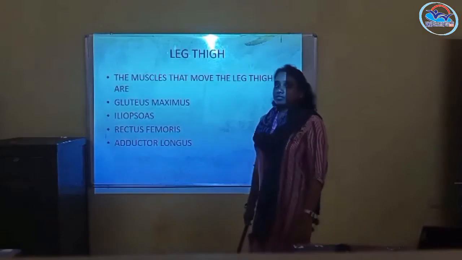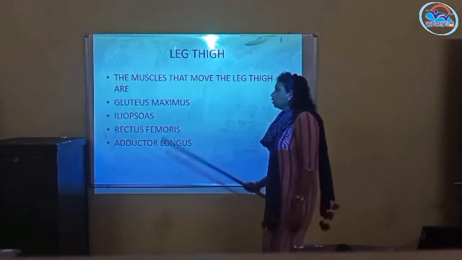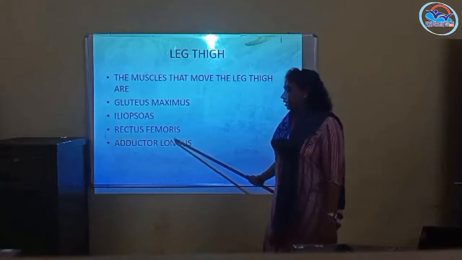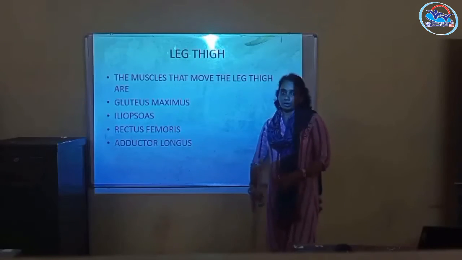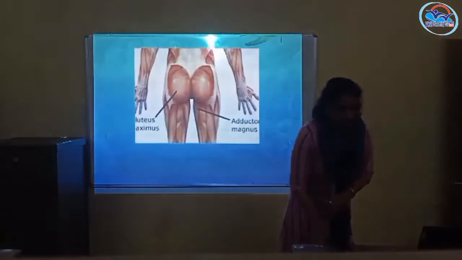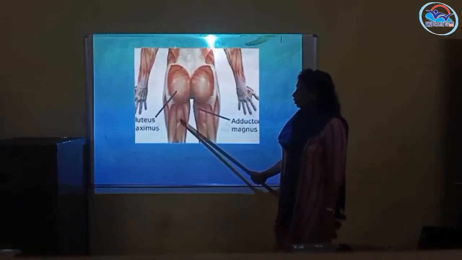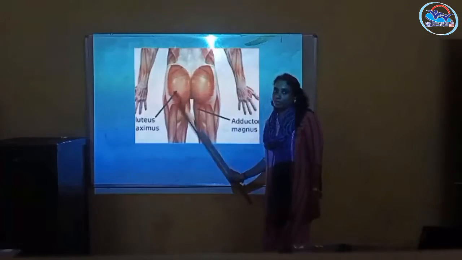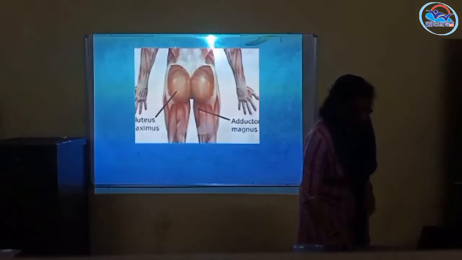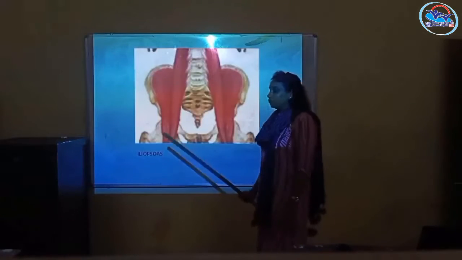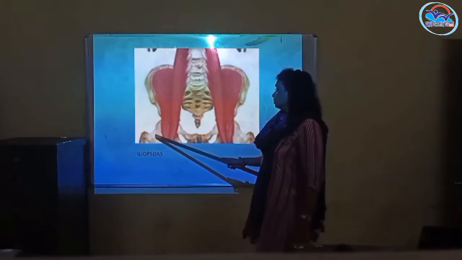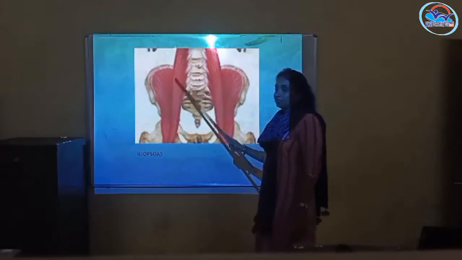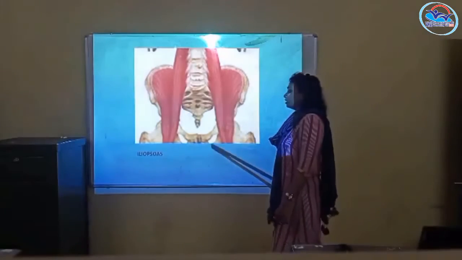Next one, the muscles which move the leg thigh are gluteus maximus, iliopsoas, rectus femoris and adductor longus. This is the picture of gluteus maximus muscle. This is the largest muscle in human body, gluteus maximus. This one is iliopsoas. The bone you can see here is the ilium bone, and inside that in red color you can see the iliopsoas muscles.